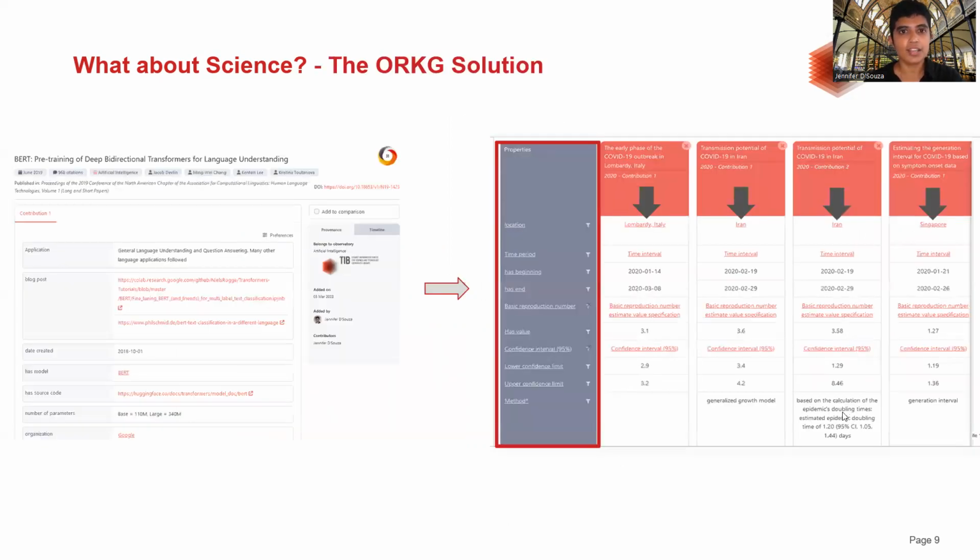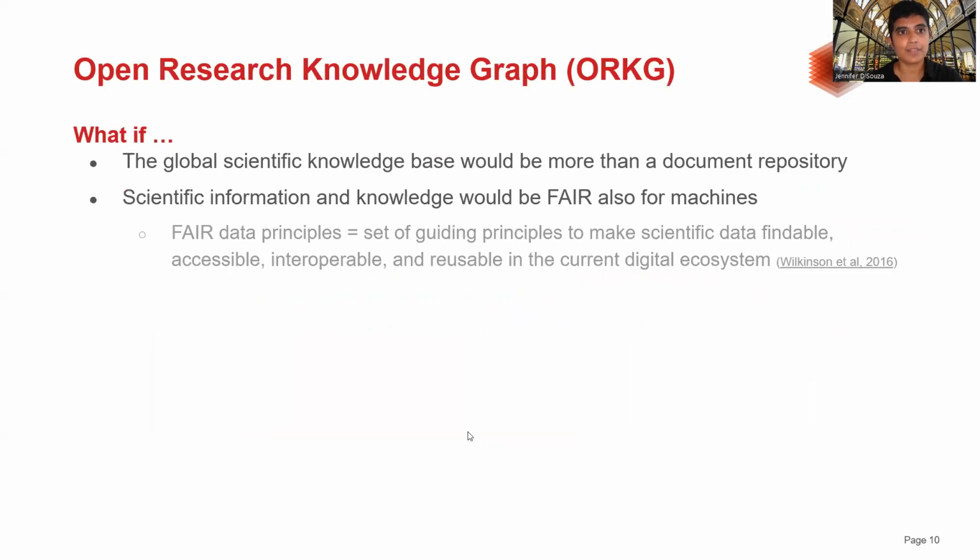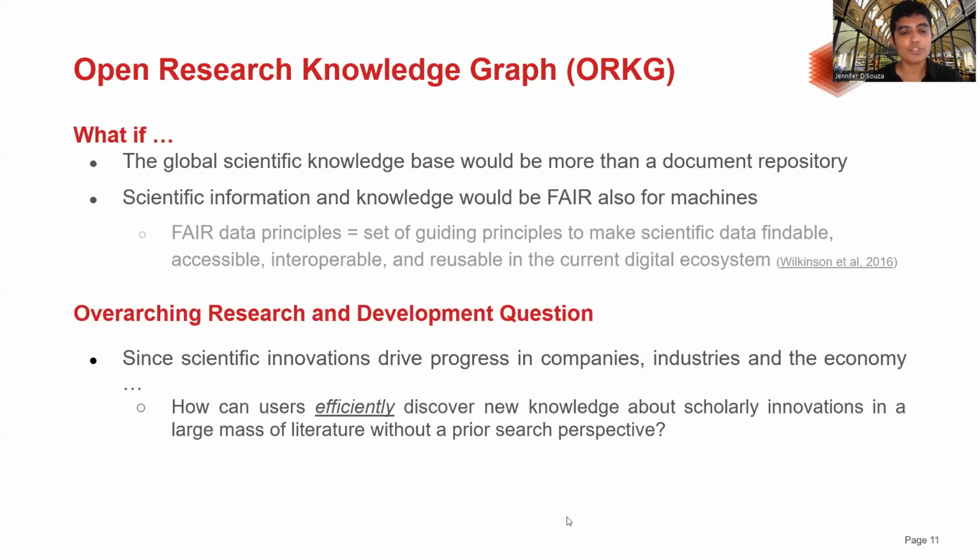Here comes the ORKG solution. It is to represent scholarly contributions in a structured manner as a knowledge graph. At the ORKG, we ask ourselves, what if the global scientific knowledge base would be more than a document repository? In this case, scientific information and knowledge would be FAIR also for machines.